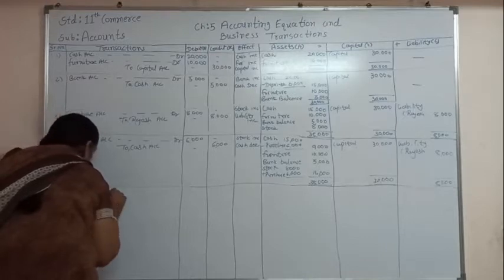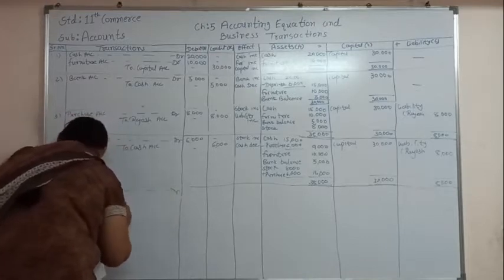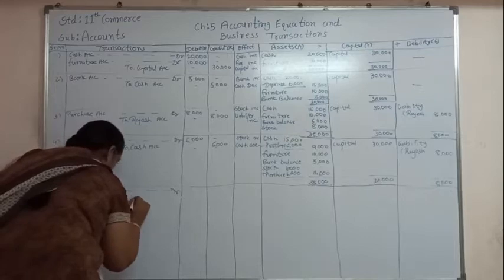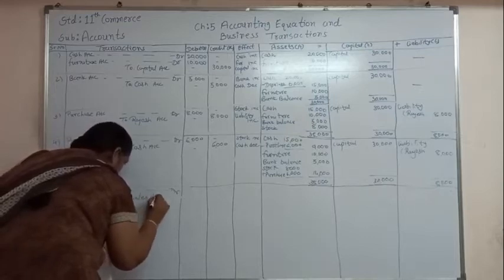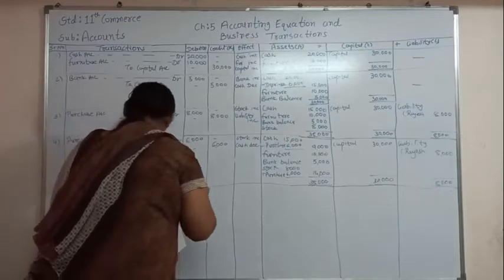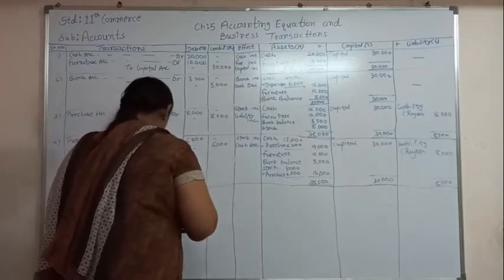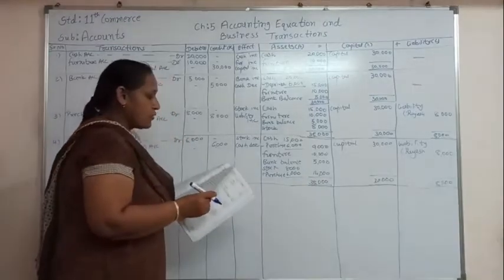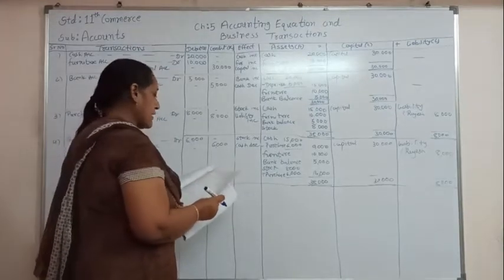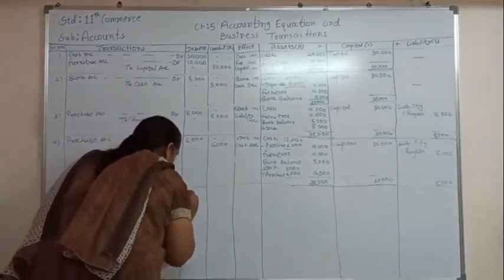Raman account debit to sales account. So here the amount will be 9,000. Goods is of rupees 5,000, but we have sold at 9,000. So amount will be 9,000.